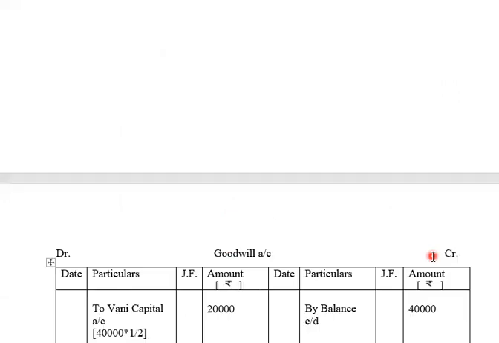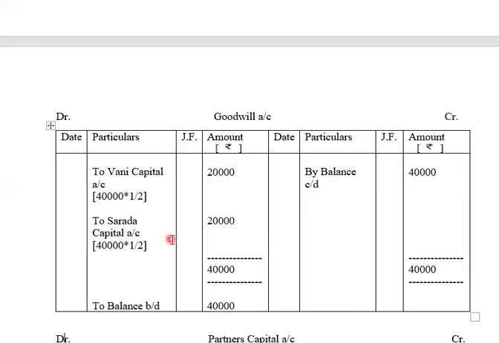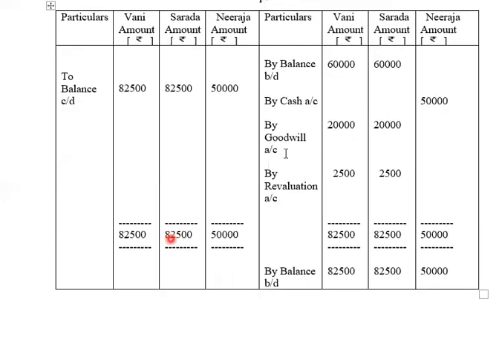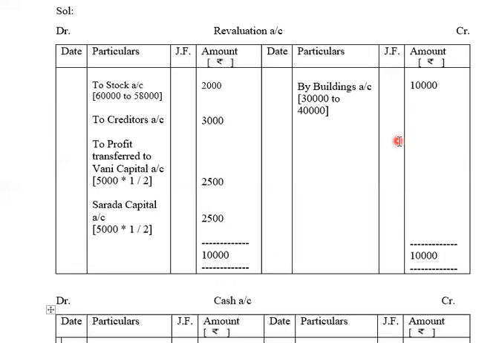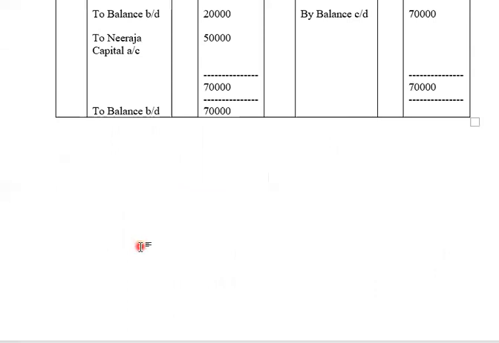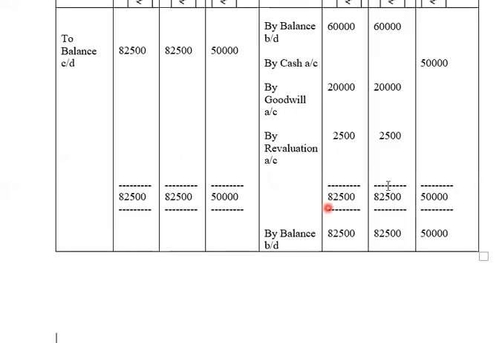Then in goodwill account, we have recorded the name of Vani and Sarada. So now in Vani and Sarada capital account, we'll be writing the name of goodwill. Here it is recorded on debit side. There it will be recorded on credit side as by goodwill 20,000, 20,000. Similarly, in revaluation account, we have recorded the name of Vani and Sarada. Now in Vani and Sarada capital account, we'll be writing the name of revaluation. Here it is recorded on debit side. There it will be recorded on credit side as by revaluation account 2,500, 2,500.